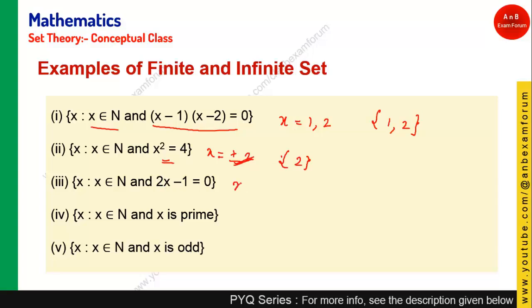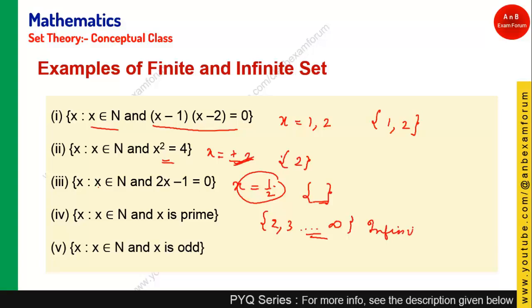X would be 1 by 2. 1 by 2 is a rational number, but it says x is a natural number, so this set will not have any element. It will be an empty set. Coming to the next, x belongs to natural number and x is a prime. Yes, there is one natural number. There are many natural numbers which are prime, like 2, 3 and so on. So there are many elements in it, so this becomes an infinite set.